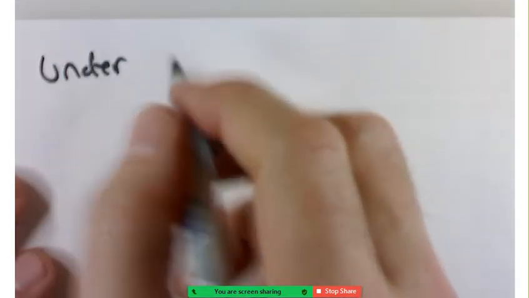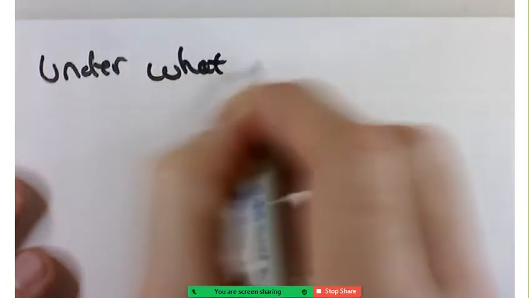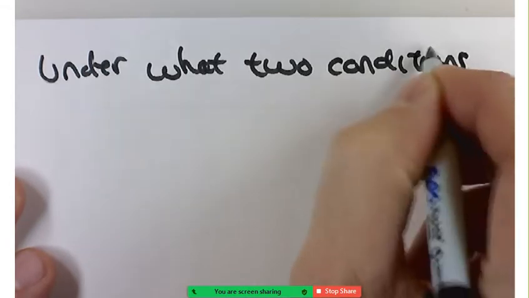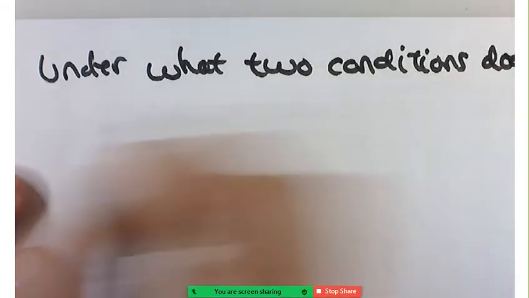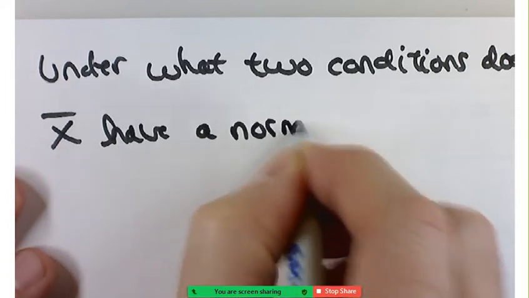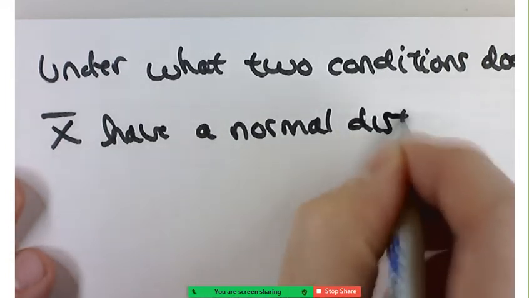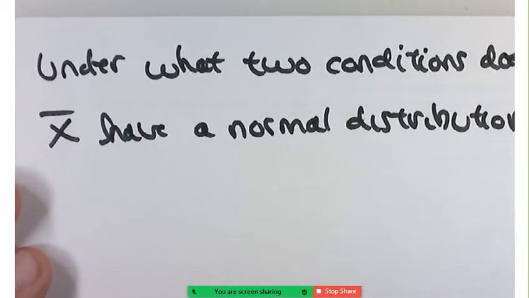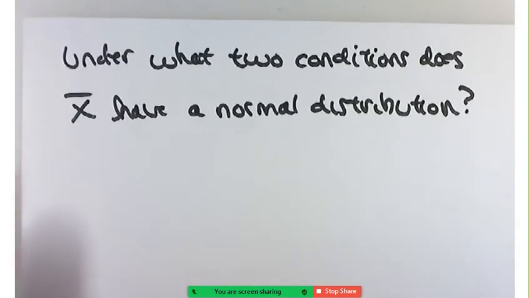The mean of the sample mean is the population mean. Okay. So under what two conditions does X bar have a normal distribution? And there's two. I'm going to let you look those up from your notes. But you should definitely know those two different conditions.